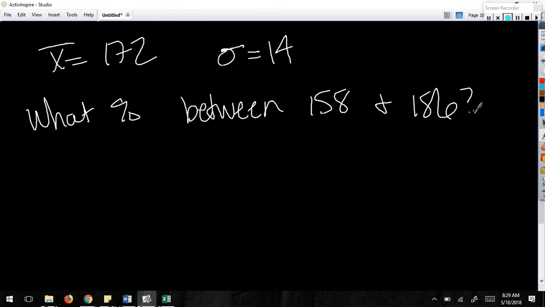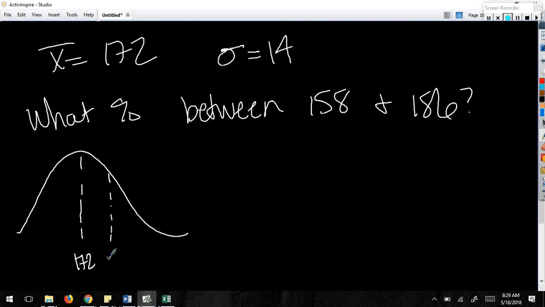So I have to find those magic numbers first, right? I've got the mean, I've got the standard deviation. So if I think about my curve, the middle's going to be the mean, which is 172. And then the right side, the 99.7. Well, add 14: 186. Add 14. I'm adding a standard deviation each time.